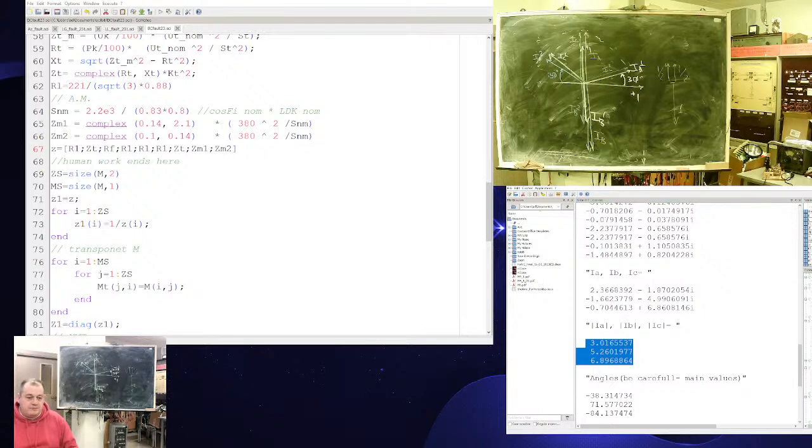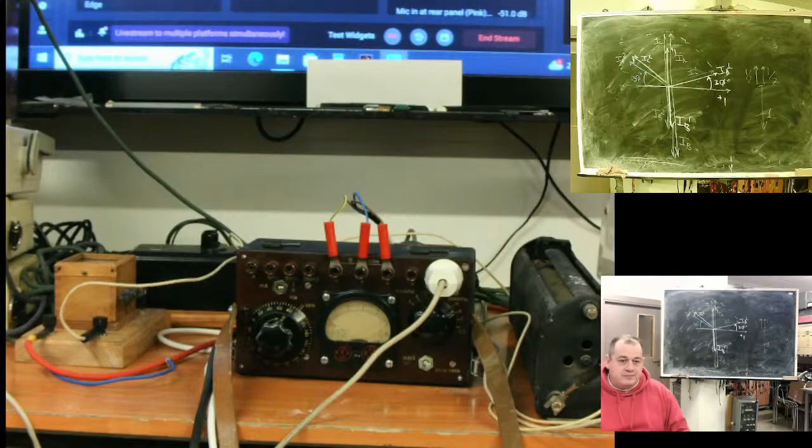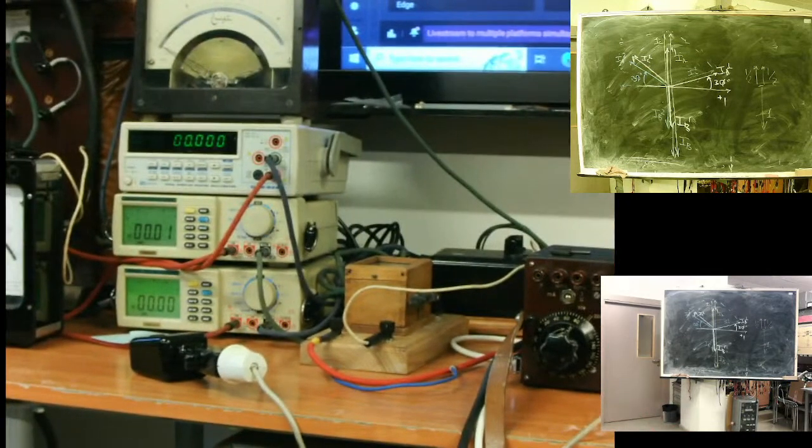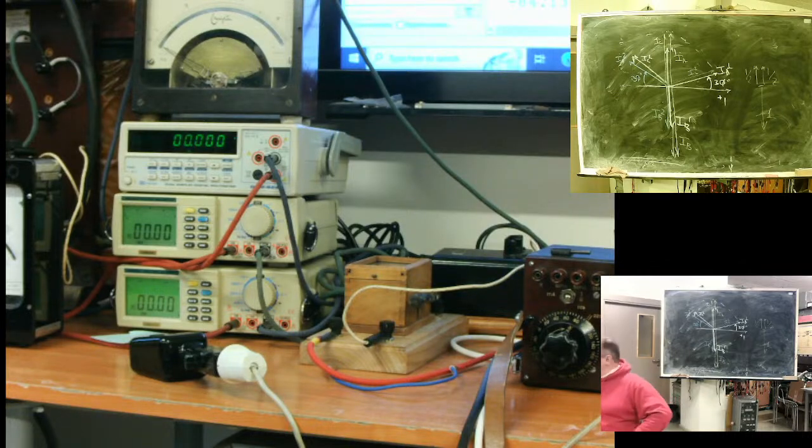Can we do it? Let's first tackle currents. So my calculus shows 3, 5, 6. Strange, isn't it? Let's see.